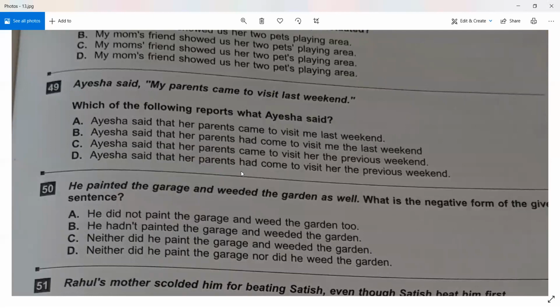Look at the reporting. When you're using her for Aisha, look at her, her. Look at the tense, came, had come. How to know which tense is right? Recall the table of tenses. There's another video regarding the table of tenses.